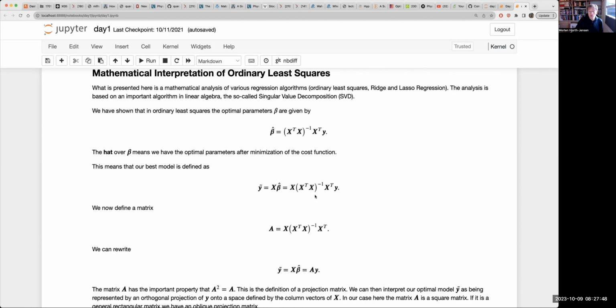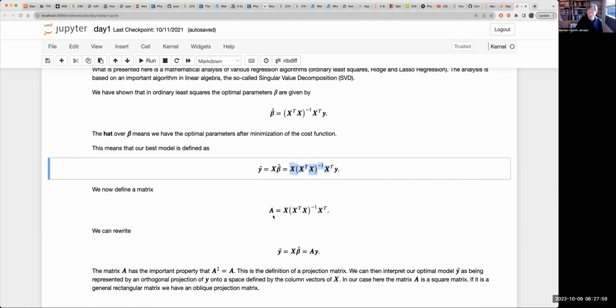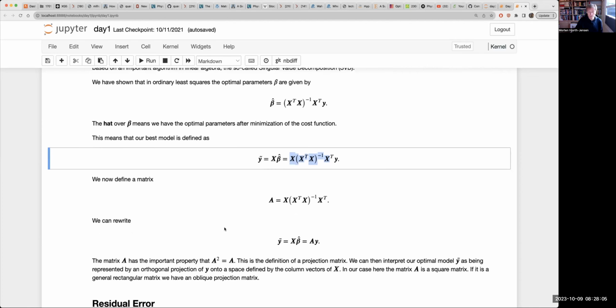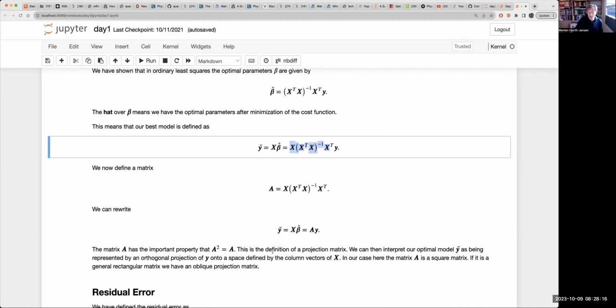Then we could show that if we now define a matrix which contains these matrices here, this matrix is a matrix which squared is equal to itself, and that defines a projection operator, or a projection matrix. That means that this matrix A acting on the output data projects out the output data. So you could say that the model which we have can be represented by an orthogonal projection of y onto a space which is defined by the column vectors of x.